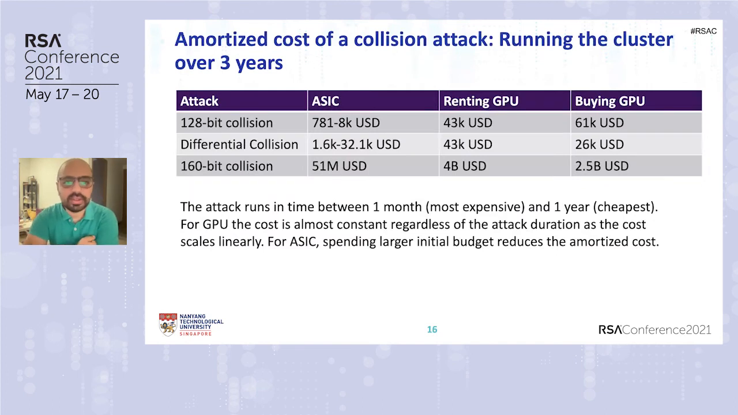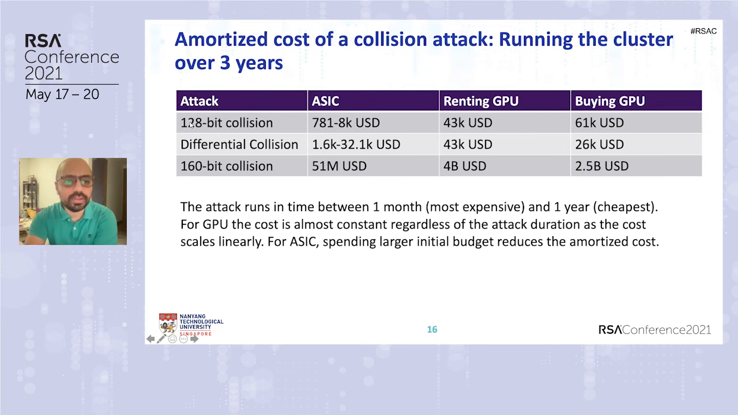So what are the results that we got? Here, we look at the cost for the three attacks. What we're doing is that we are assuming that we're running a cluster of such machines over 3 years. And when that happens, we estimate the cost of one attack. So for example, maybe the attack takes 1 month and we run it for 3 years. So we divide the overall cost by 36, the number of months in 3 years.